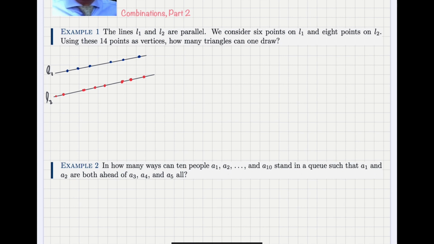Consider two cases. One is where two vertices are on L1, and the other is where two vertices are on L2. If there are 2 on L2, then there must be 1 on L1. Okay, that's one possibility. Let me call this method 1.